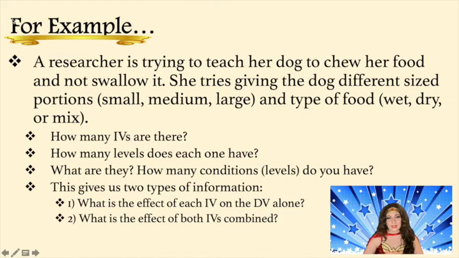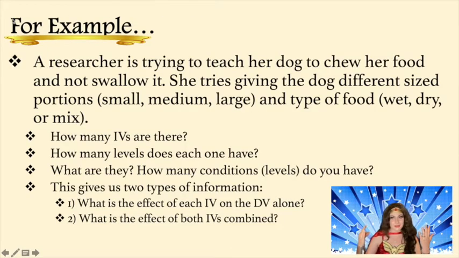But the second thing we can find is, what is the effect of both independent variables combined? Which means, is there a particular combination between the size of the portion and the type of food? Again, remember, there are 9 possible combinations. That means I can pair a small portion with wet food, a small portion with dry food, and a small portion with mixed food. I can also pair a medium portion with wet food, a medium portion with dry food, and a medium portion with mixed food. And the last 3 would be a large portion with wet food, a large portion with dry food, and a large portion with mixed food.